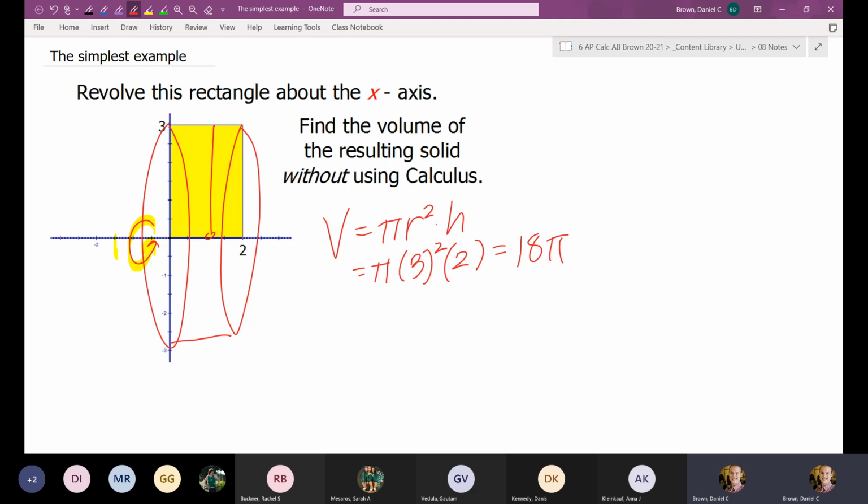Obviously, we're not going to do a question like this for calculus, but I do want to talk about that answer as we get into the calculus. Pi is going to be our answer. We are spinning it around an axis, so it is going to be circular. So pi is going to be expected to be in your answer.